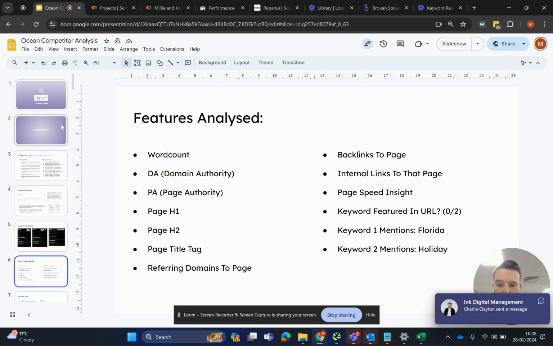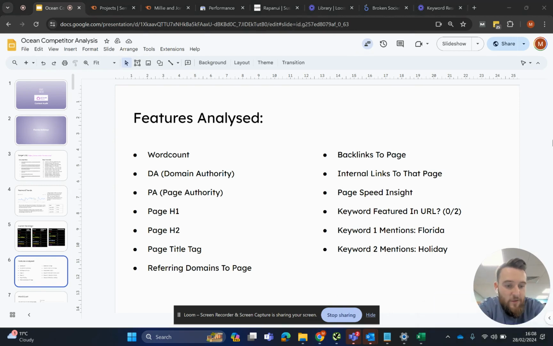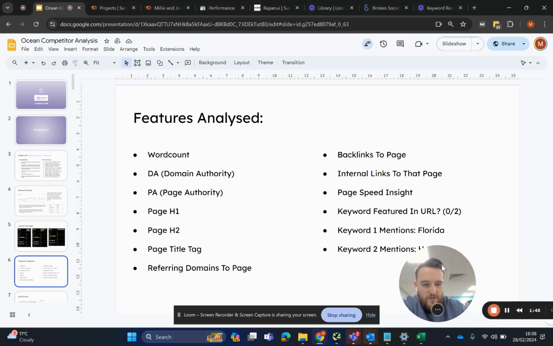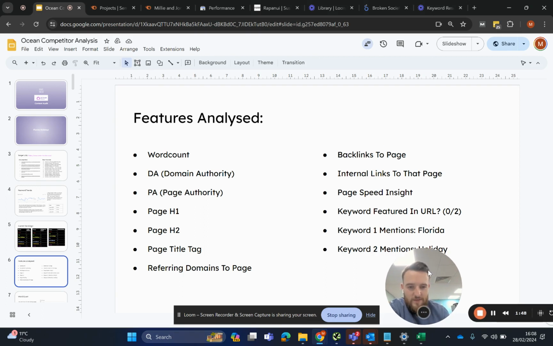We look at 13 different areas to analyze. So we look at word count, domain authority, page authority, H1, H2, page title, the amount of referring domains to the page, how many backlinks overall to that website, to that page, how many internal links are going to that page, what's the speed of the website compared to competitors, is the keyword featured in the URL, and then also keyword density. So in this case, how many times was Florida mentioned, how many times was holiday mentioned, and that's really important to understand across each important segment to the business.